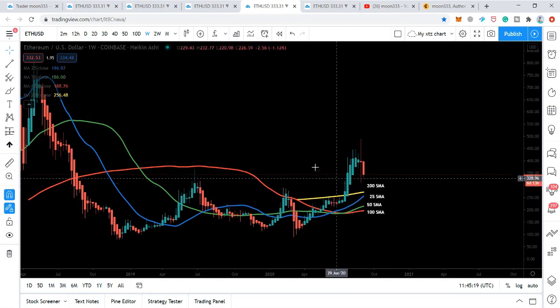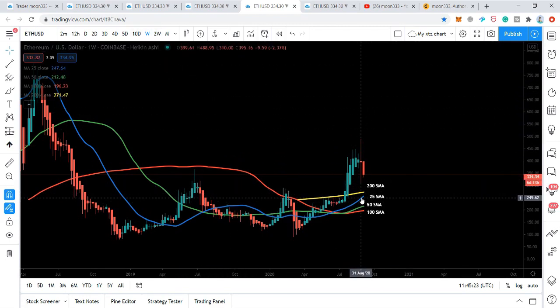We can see that this is the weekly long-term chart, and the 25 simple moving average is likely to form a bull cross with the 200 simple moving average. Then we can expect that soon the 50 simple moving average will form a golden cross with the 200 simple moving average. That will be a real golden cross on the long term, and we can expect a very, very powerful bullish rally after this golden cross is formed.